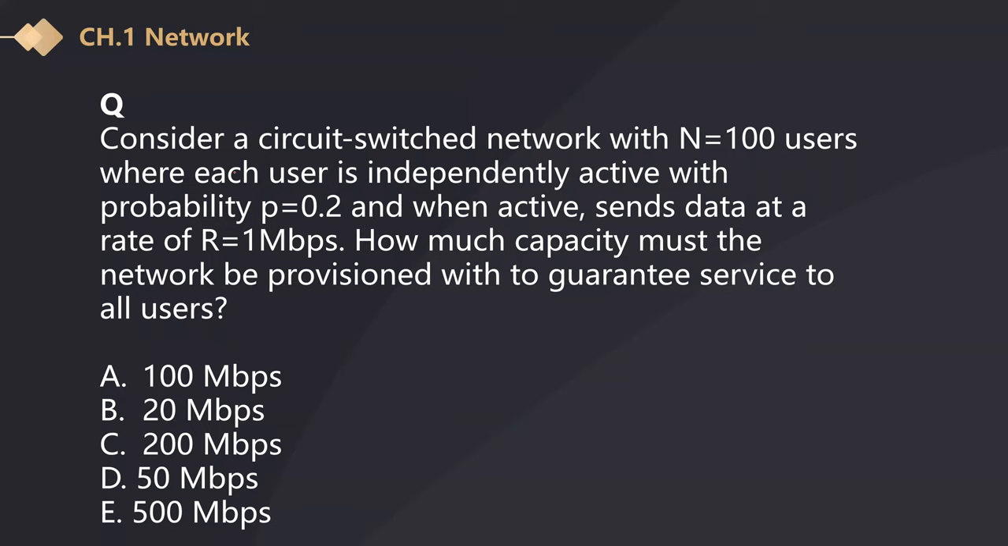Next one. This one is a little bit different, but it's not related to the delay. We can have a look at it. It's a circuit switch. We have 100 users. They have 0.2, which means a 20% probability of using the internet, and each of them requires 1 Mbps.